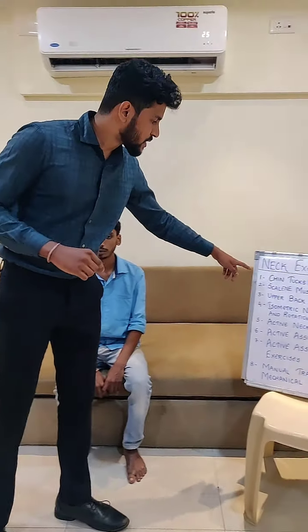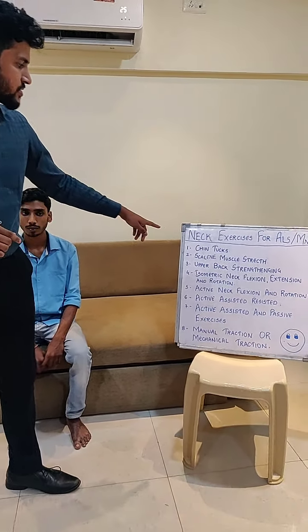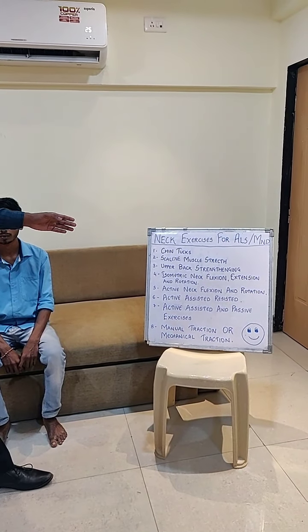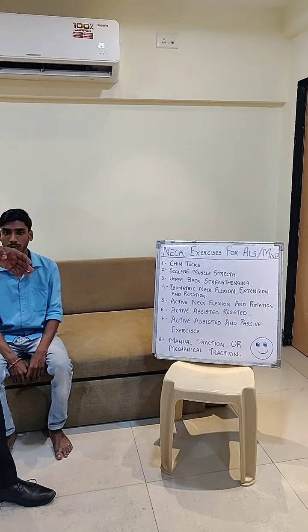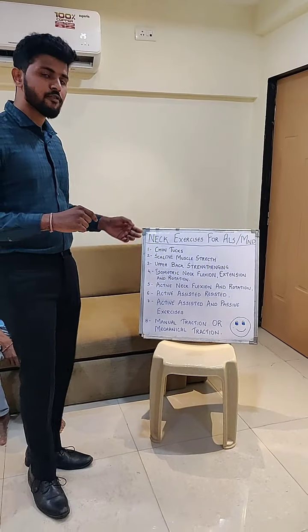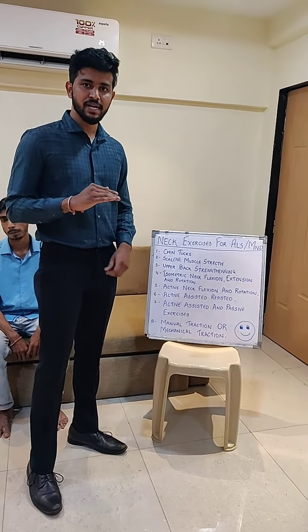So normally, to make it a little easy, I'll divide the disease in three particular phases. It's like mild, moderate, or severe. So the initial three, you can do the chin tuck, scalene muscle stretch, upper back strengthening, isometric neck flexion, extension, and rotation. You can do easily for the mild phase, patients with mild symptoms.